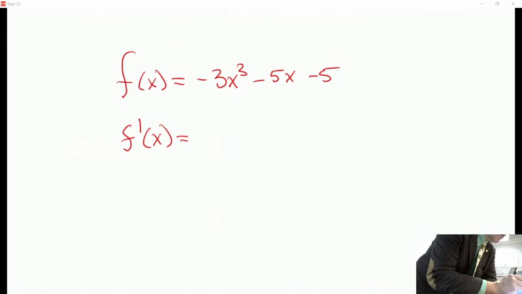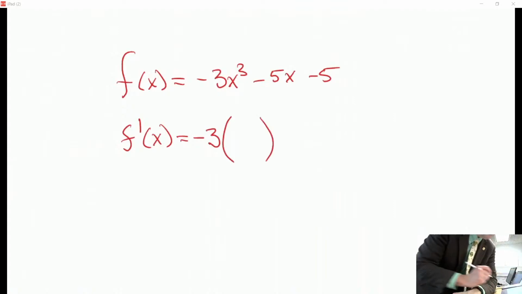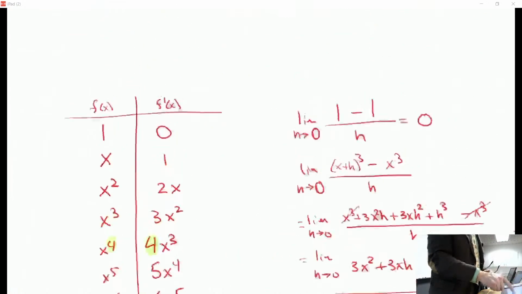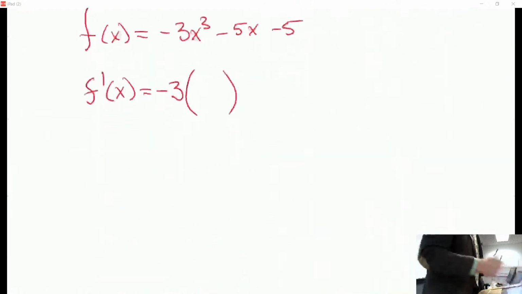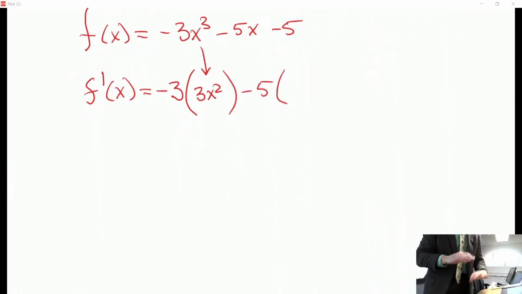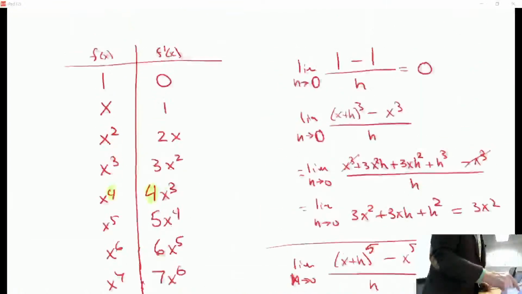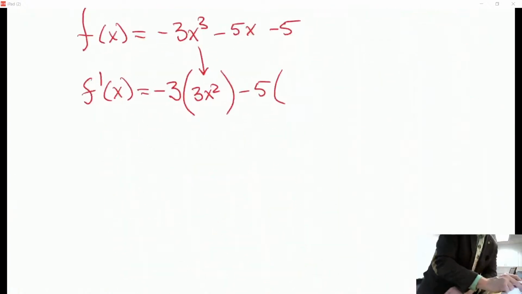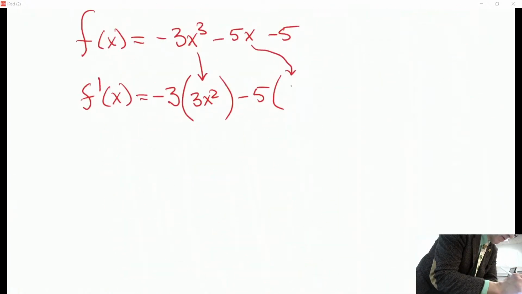To do the derivative, here's how I do it. Here's what I'm thinking in my head. Just leave the -3 all by itself, leave it alone, and then put some parentheses here. Now I have to think to myself, what is the derivative of x cubed? If I can't remember, I could always just scroll back up here and say, oh, x cubed derivative is 3x squared. Excellent. So this becomes 3x squared. Then I just write the -5 there, leave it alone. And then I go up here and say, okay, what's the derivative of x? Derivative of x is 1. So that x there becomes 1.